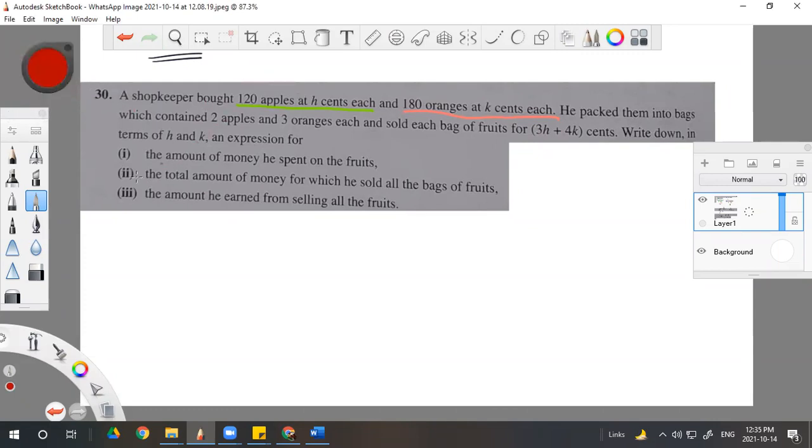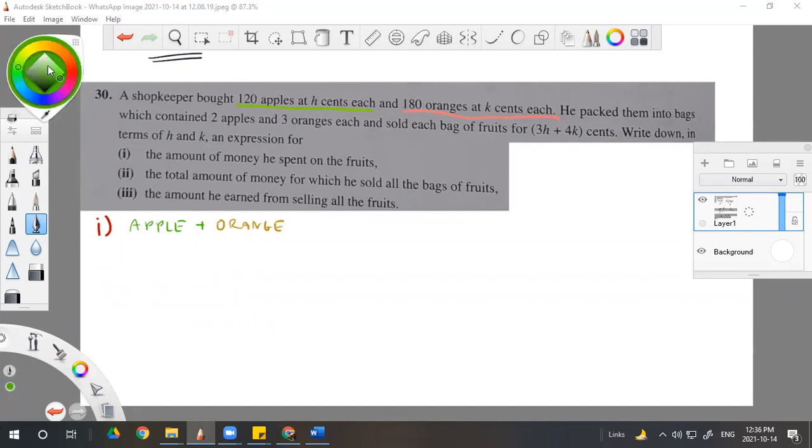Dia beli dulu kan. Berarti yang part 1 dia beli untuk yang siapa? Untuk yang apple sama yang orange. Ya pastilah ya. What else? Apple, green apple, plus orange, dark orange. Oke, dia belinya 120 apple at h each. Ya udah, apple-nya langsung ketahuan 120h, right? Plus orange-nya berapa? Orange-nya 180k, selesai.